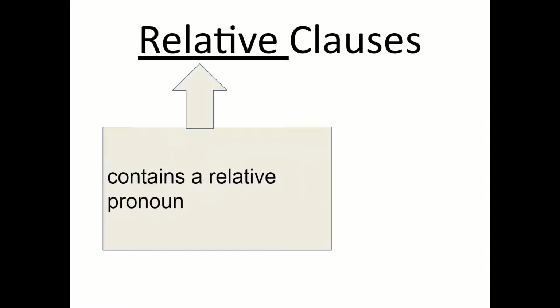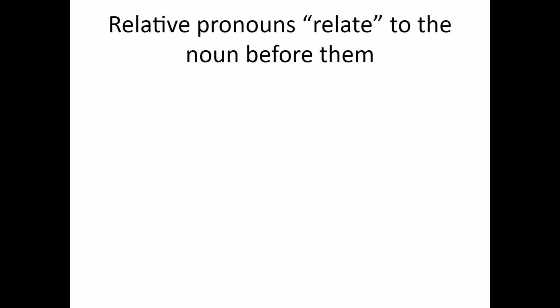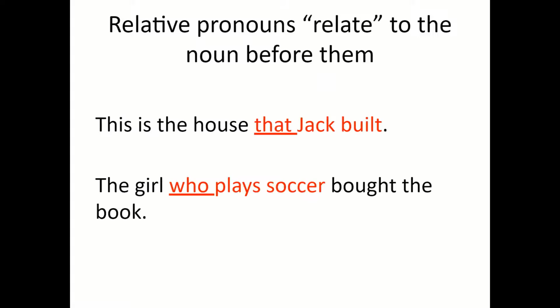Now the relative. A relative clause contains a relative pronoun, either who, whom, which, that, whose, where, when, or why. Relative pronouns relate to the noun before them. So, this is the house that Jack built. That relates to house. The girl who plays soccer bought the book. Who relates to the girl.